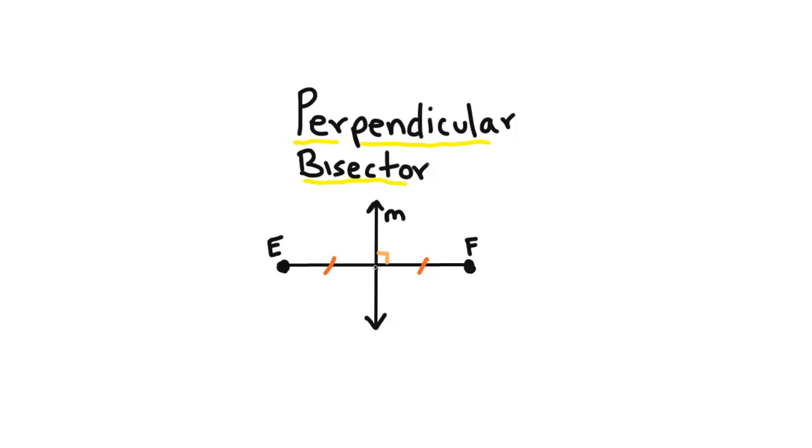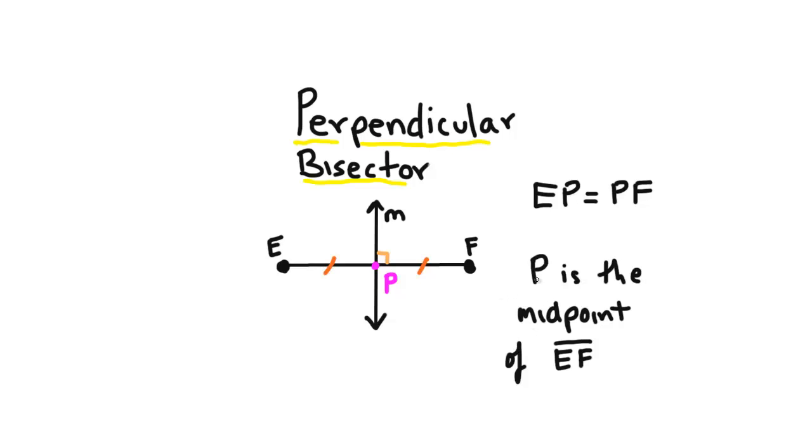So if we were to introduce another point here and call it point P, then we can state that the distance of EP is equal to PF. In other words, P is the midpoint of segment EF.